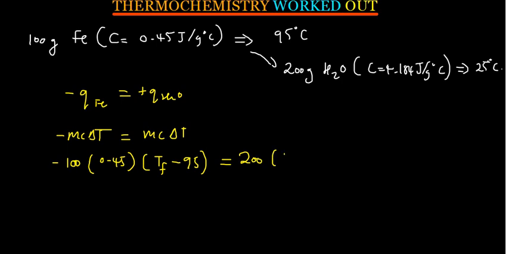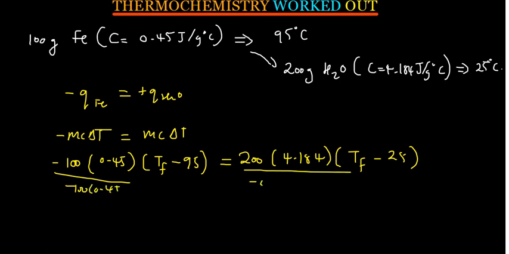The specific heat capacity is 4.184. And then the change in temperature, remember, is final minus initial. The final temperature, I don't know. The initial temperature for water is 25. So from here, I can divide by negative 100 multiplied by 0.45. Also on the other side, I can divide by negative 100 multiplied by 0.45. So these two are going to cancel.